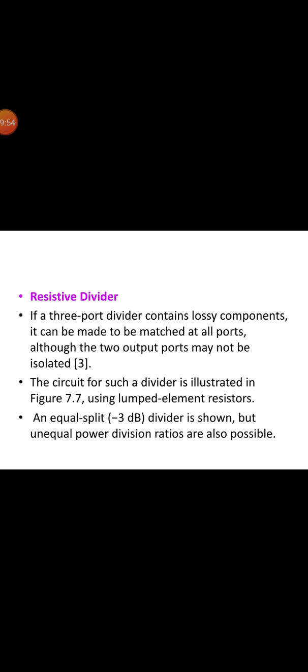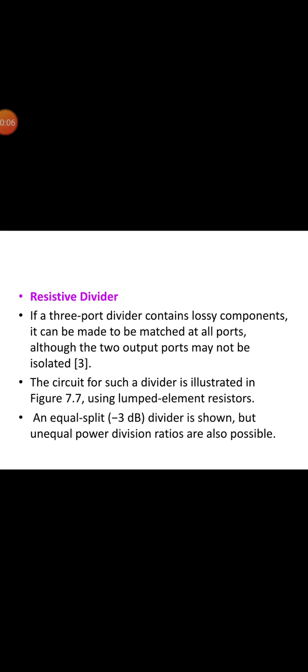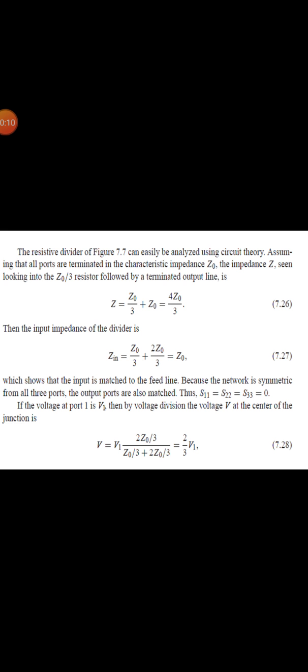If the 3-port divider contains lossy components, it can be made to be matched at all ports, although the 2 ports may not be isolated. So the circuit for such a divider is shown in this figure, that is the resistive divider. An equal split divider is shown, but unequal power division ratios are also possible.